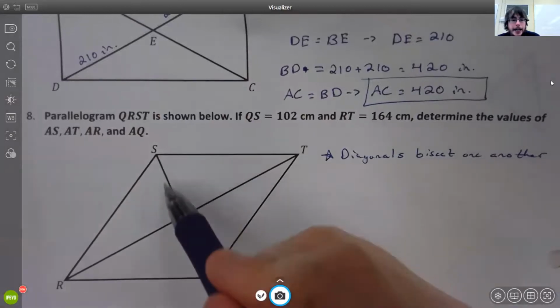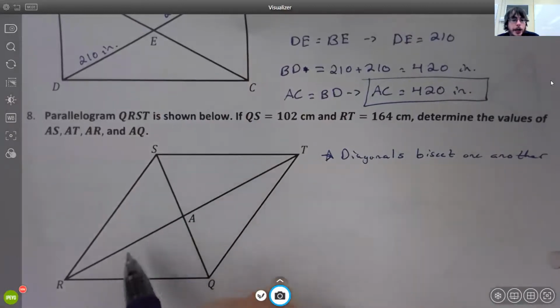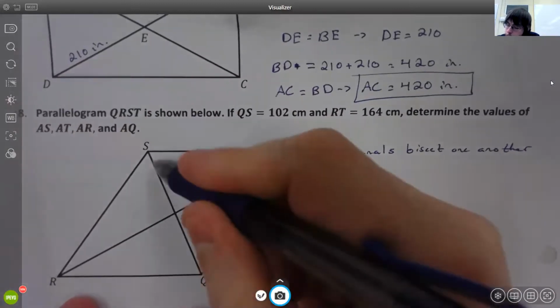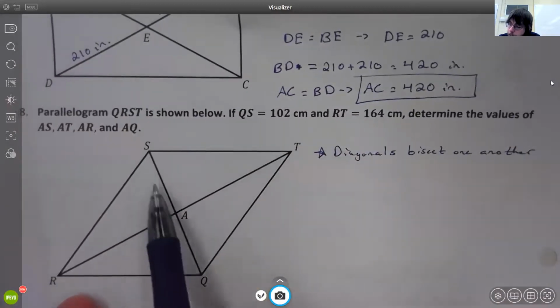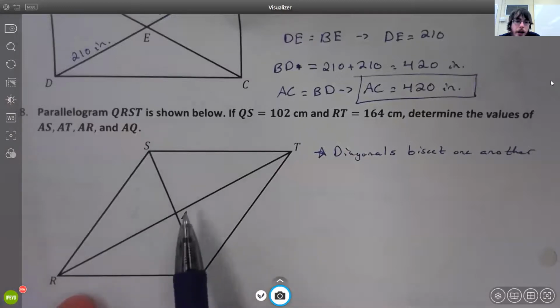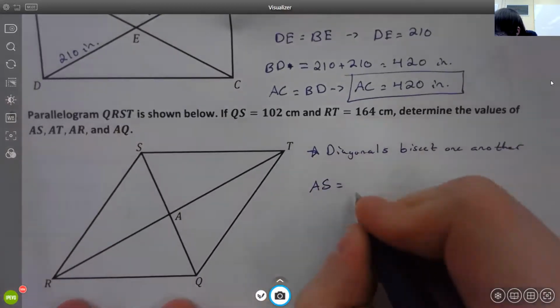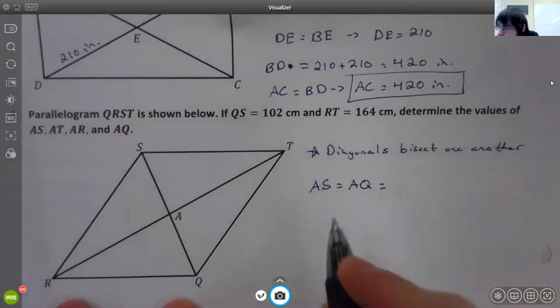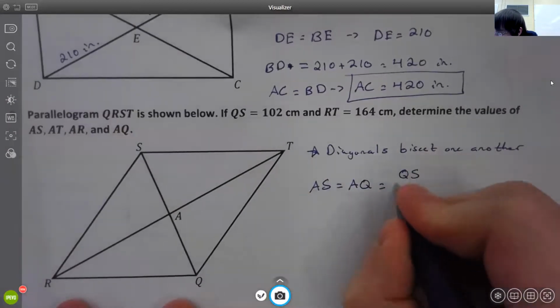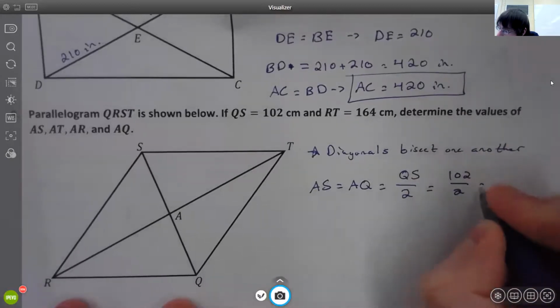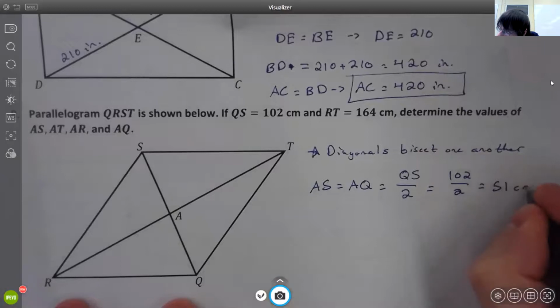So that means SA would be the same as AQ and RA is the same as AT. Well, if we know QS and we know the diagonals bisect each other, we know that these two segments are half of what the whole thing is. So to find AS and AQ, we have to take QS and divide by 2. So that gives us 102 divided by 2, which is 51 centimeters.